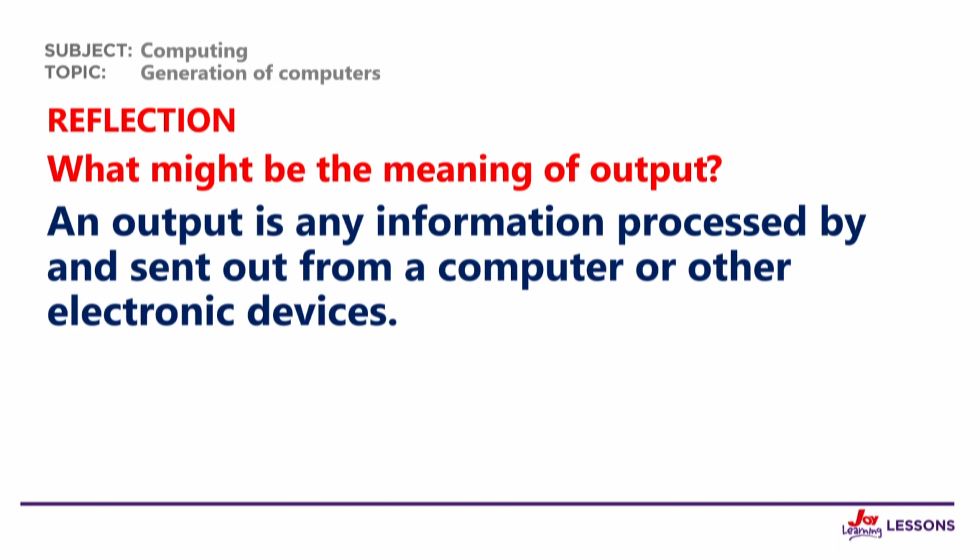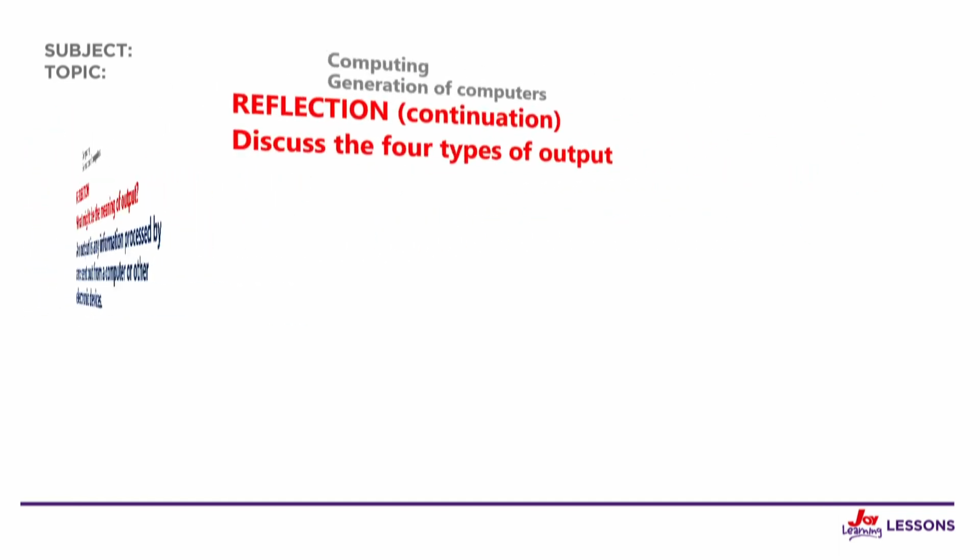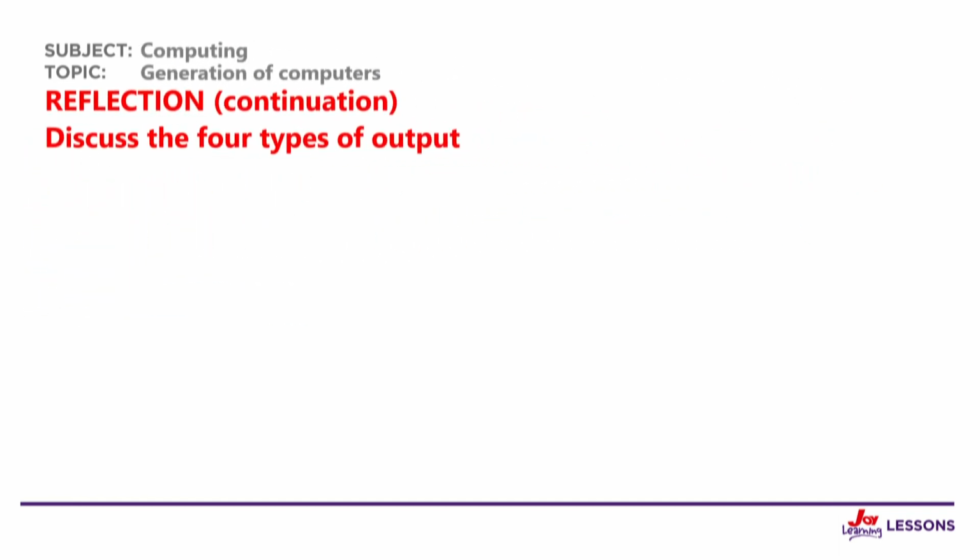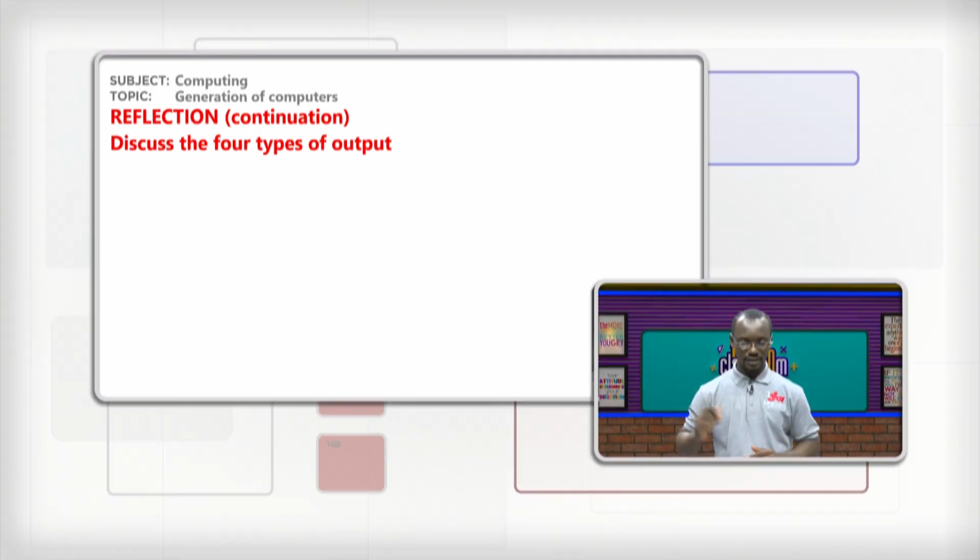Okay. Then the next one, discuss the 4 types of outputs. So discuss this and write your answer down. I hope you were following our discussion. So write the 4 types of output down. Good. I hope you are done with it.